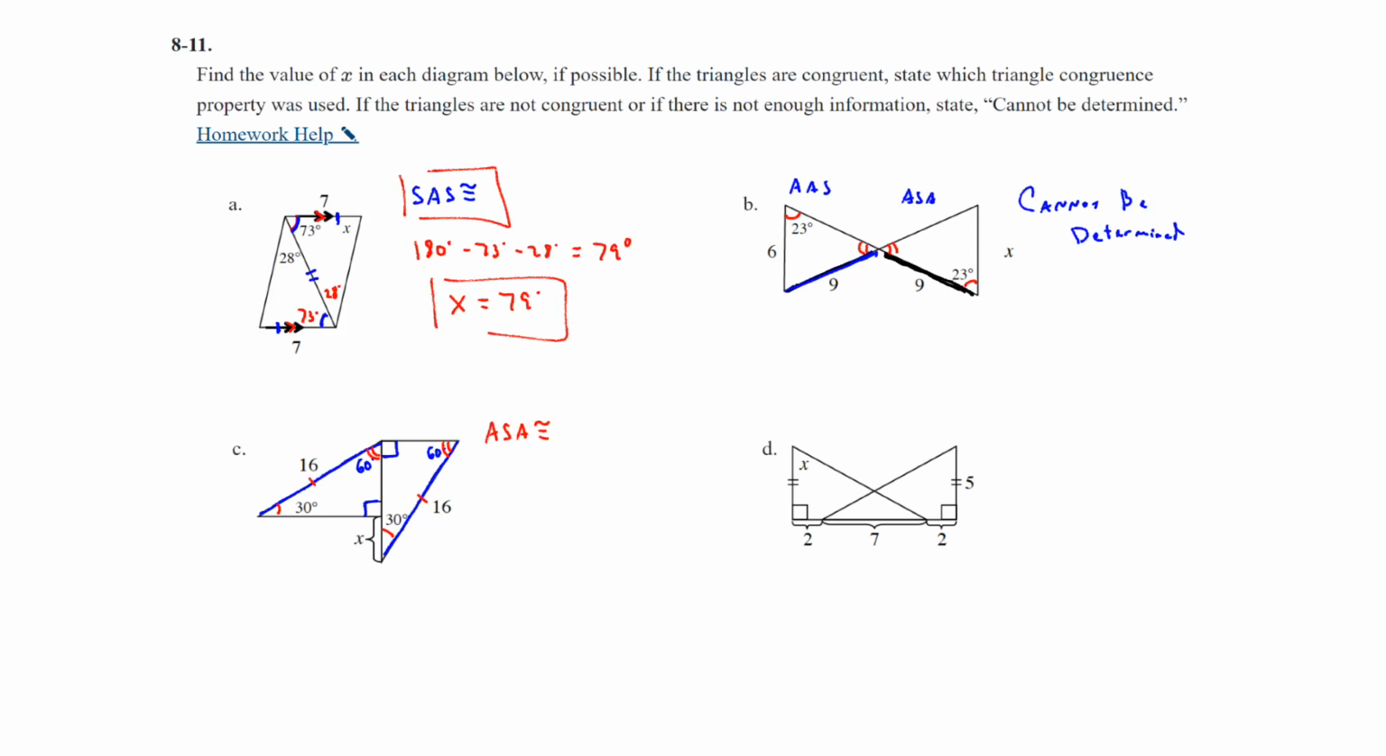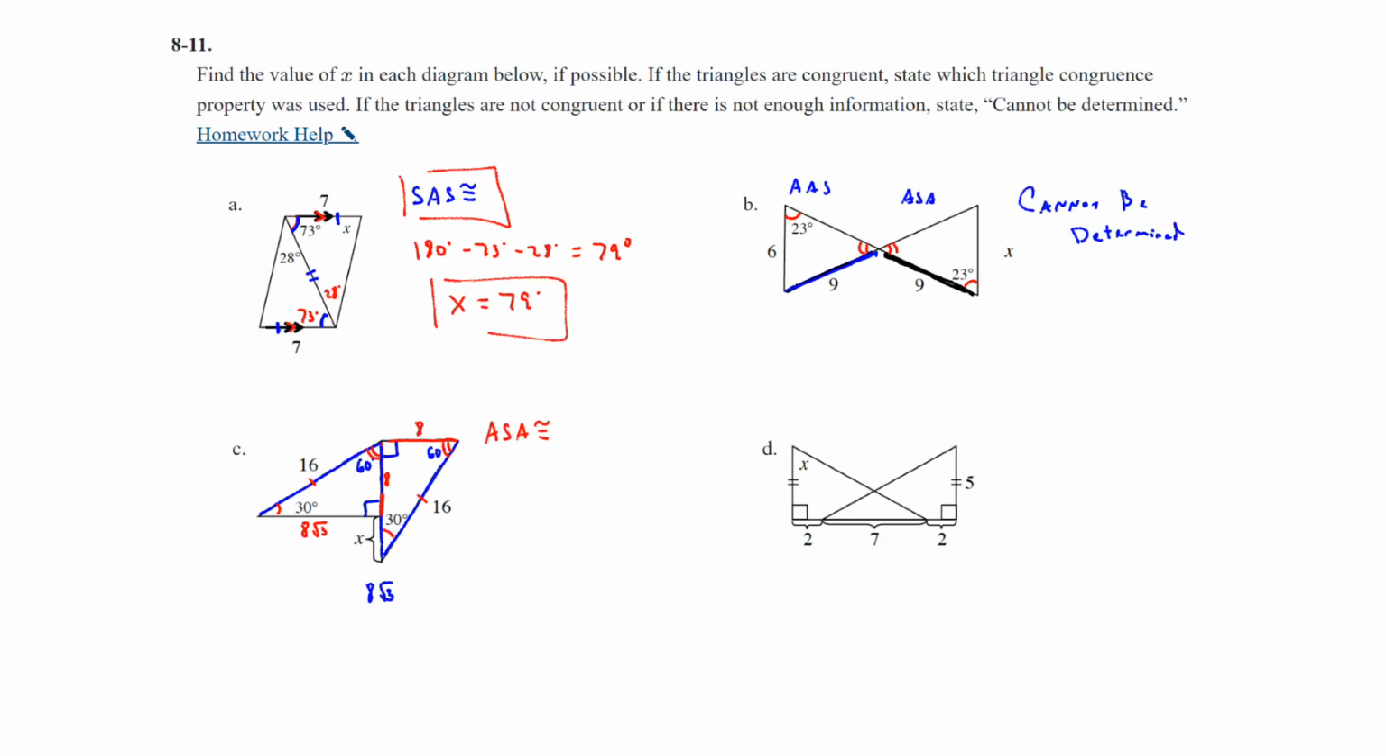Since it is a 30-60-90 triangle, we could also use some of our shortcuts if we want to. If not, you can use your trig functions. If this is 30 degrees, then the short side, which would be right here and right here on this one, would be half of that, so that would be 8. And then this would be 8 here. The long side is the square root of 3 times the short side, so that would be 8 square roots of 3. And on this one, the interesting thing here is that this side right here is the long side, which is 8 square roots of 3.